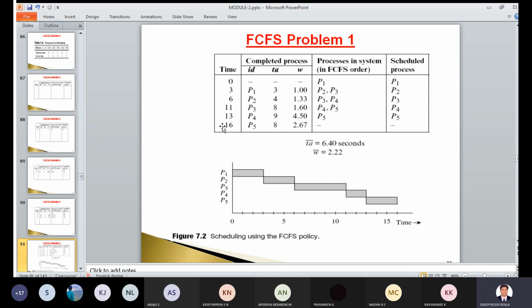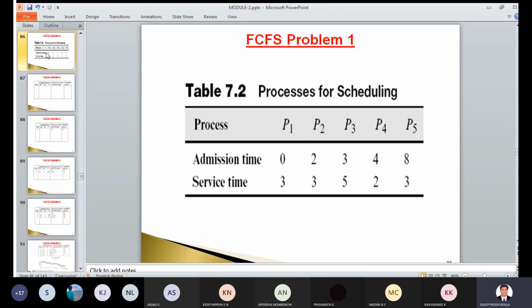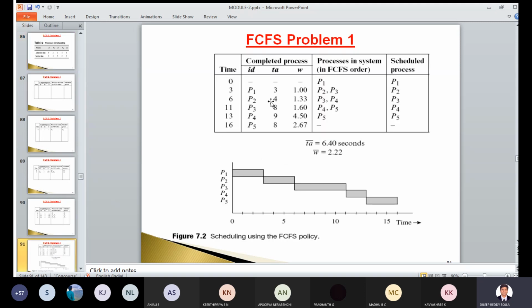And on a first come first serve basis, we are assuming P1 to P5 are coming in order. P1, P2, P3, P4, P5, like this we got in order. And the time it has taken is mentioned here. How much time is it going to take? It is mentioned here. It's going to take the time 0, 2, 3, 4, 8. So based on that, we got the time, and this is the service time.